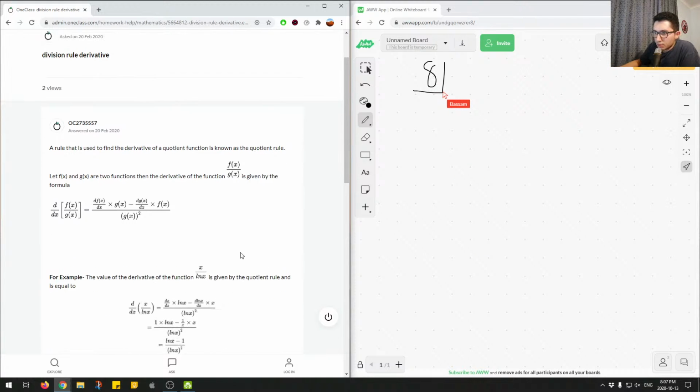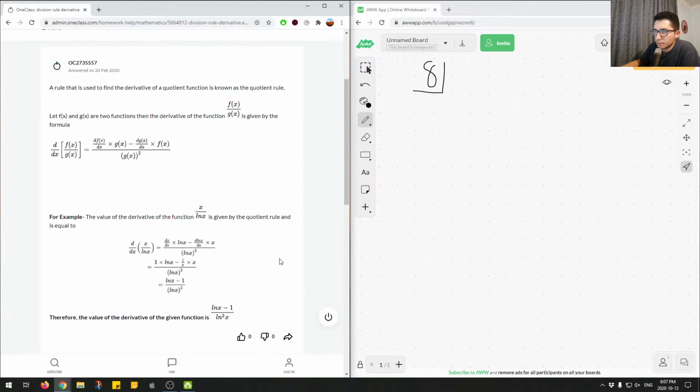Okay, so question number 8 over here is using the quotient rule. So we'll leave this question for the next session.